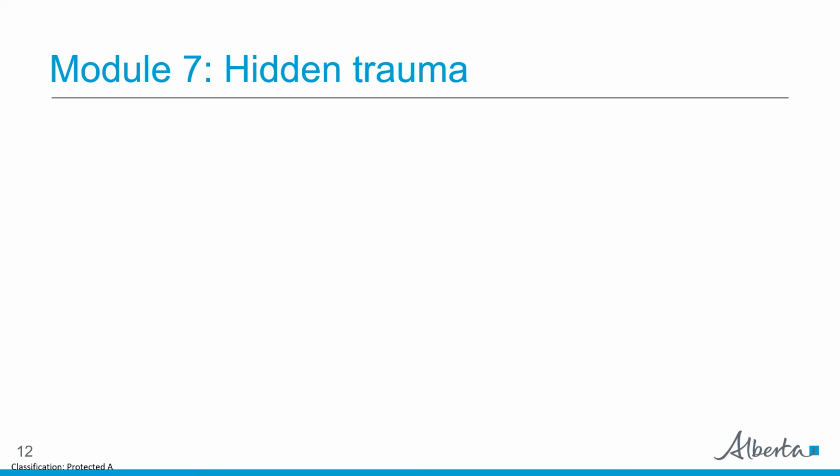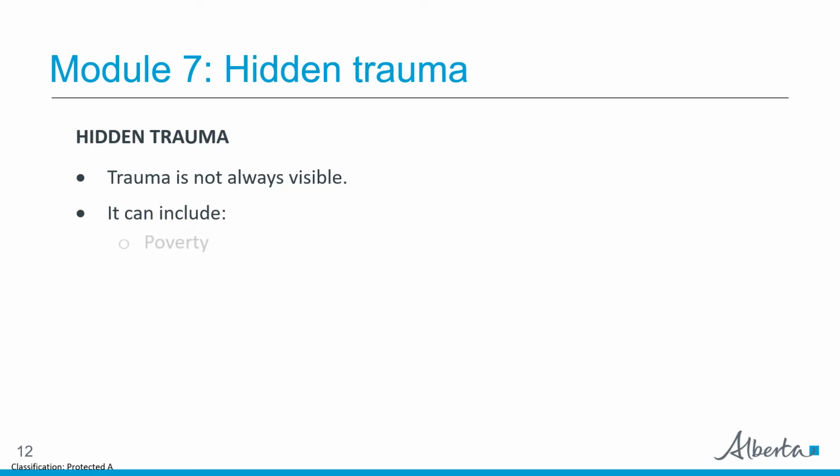Module 7. Hidden trauma. Trauma is not always visible. It can include poverty, racism, homophobia, intergenerational trauma.